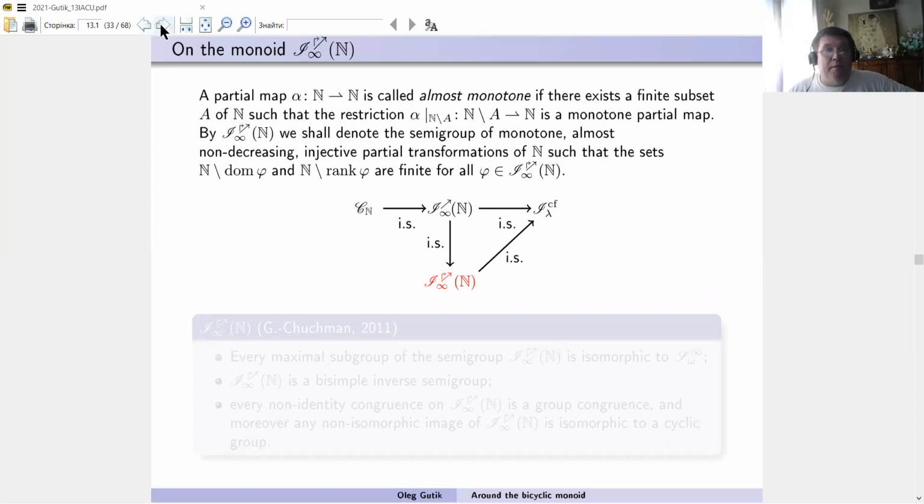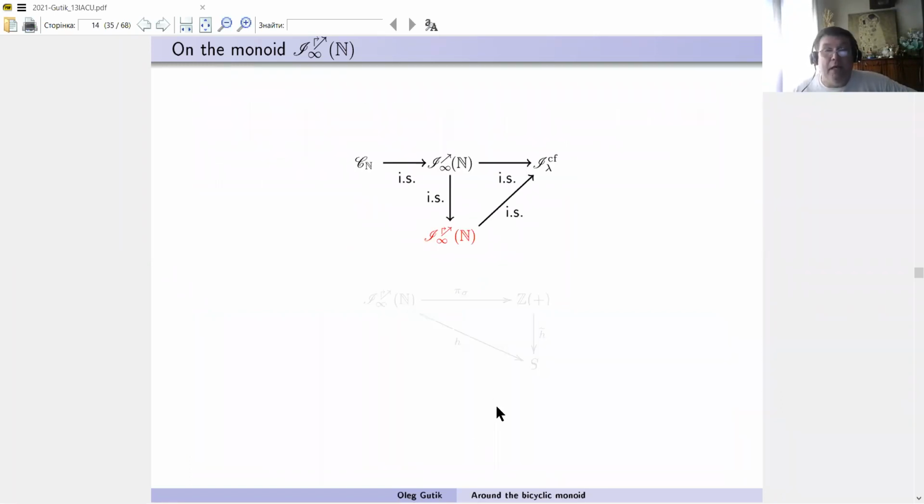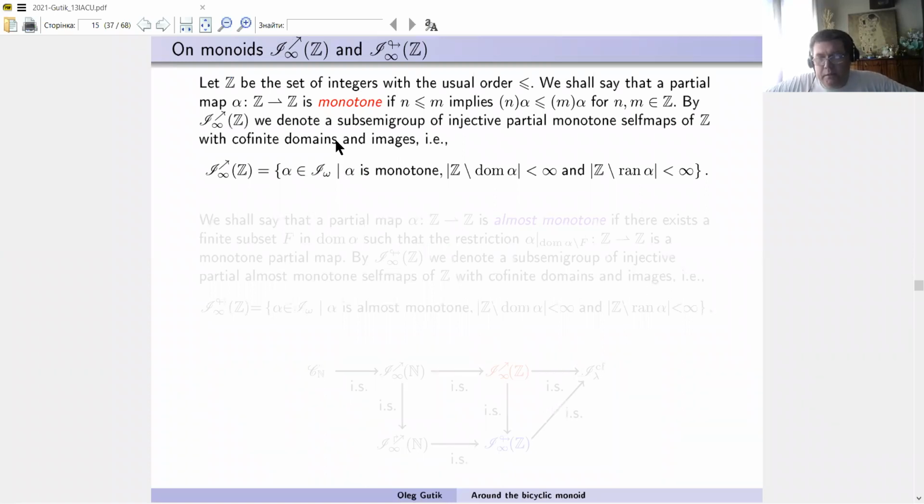What are the properties of such a semigroup? Every maximal subgroup of this semigroup is isomorphic to the symmetric group with finite support of omega. This semigroup is a simple inverse semigroup, and every non-identity congruence on this semigroup is a group congruence, and moreover, any non-isomorphic image of this semigroup is isomorphic to the cyclic group. We have similar results as for the previous inverse semigroup and the bicyclic semigroup.